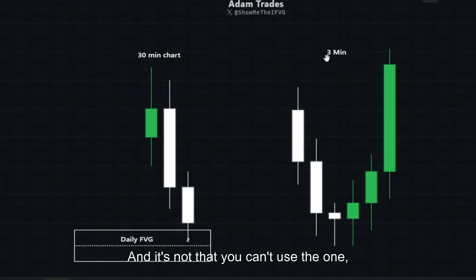And it's not that you can't use the 1. It's just there are certain time frames that simply are optimal, and that's what you want to be sticking with. 30-minute, we drop down to the 3-minute or the 2-minute. If this was the 1 hour, we would be dropping down to the 5-minute. If this was the 4 hour, we would drop down to the 15-minute. And if this was the 15-minute, we would drop down to the 1 minute.